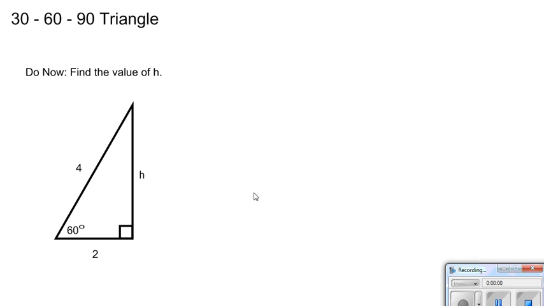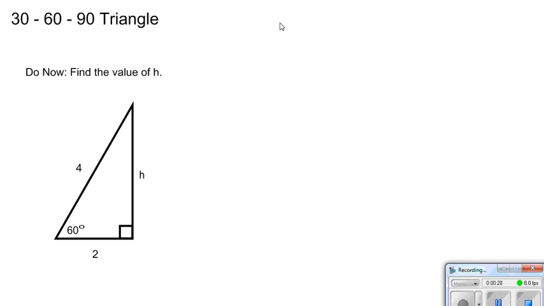Today we're going to be looking at 30, 60, 90 triangle. Alright, so as you do now, I want you to try to find the value of h. Here we have a right triangle, and the measure of this angle here is 60 degrees. Here, with this marking, you can see that this must be a 90-degree angle. Now, the horizontal line segment here is 2, and the hypotenuse is equal to 4. Now, in this case, can you find the value of h?